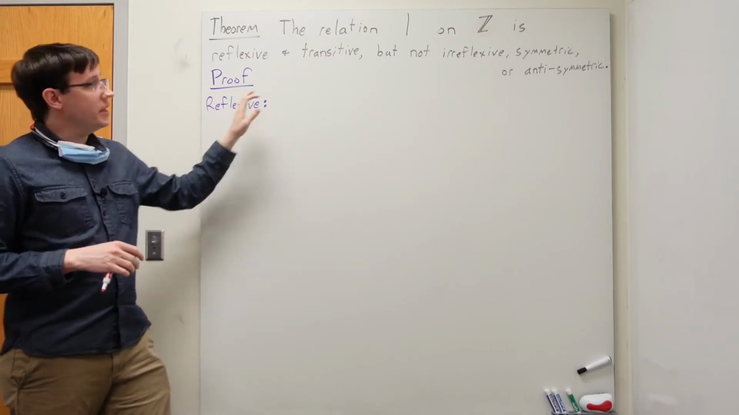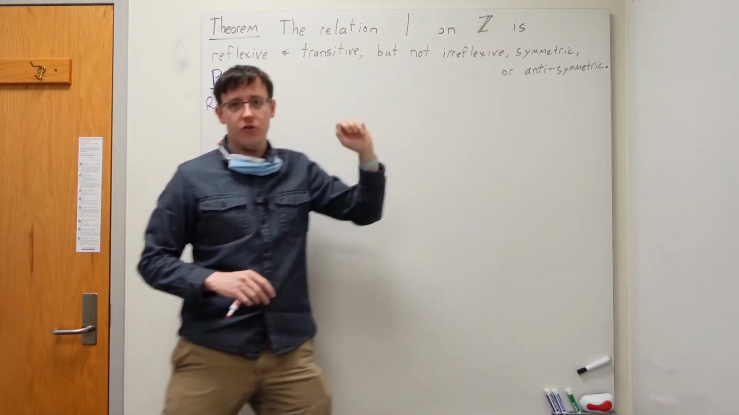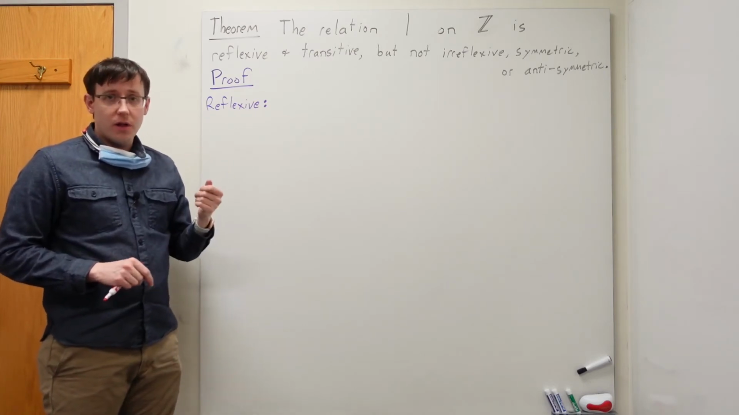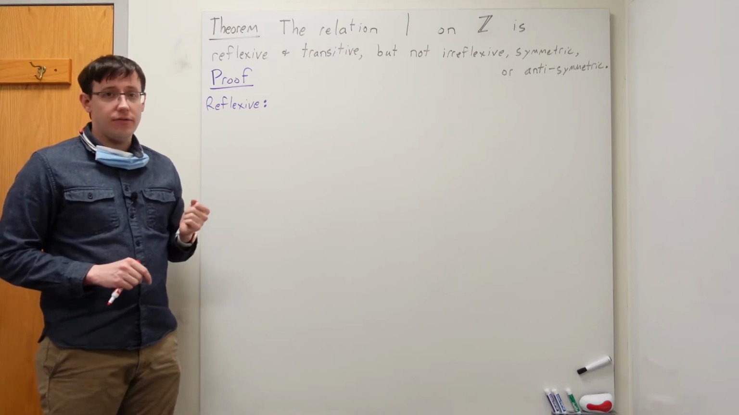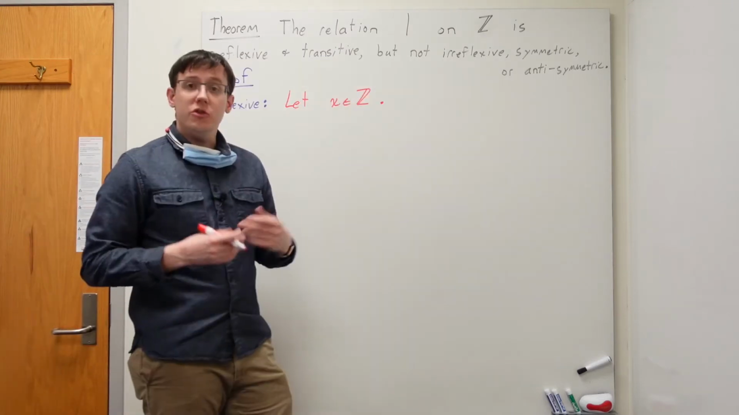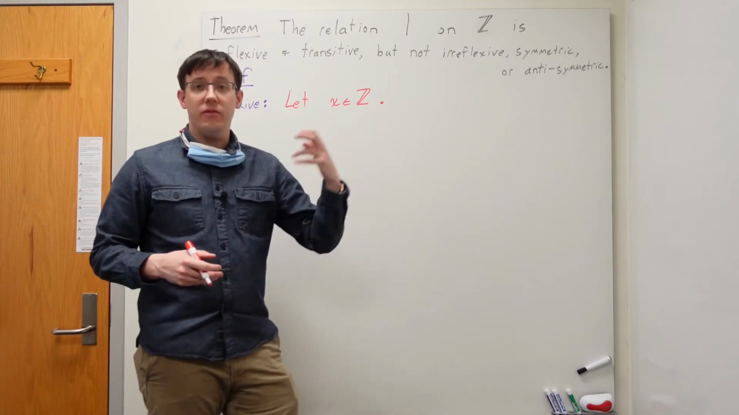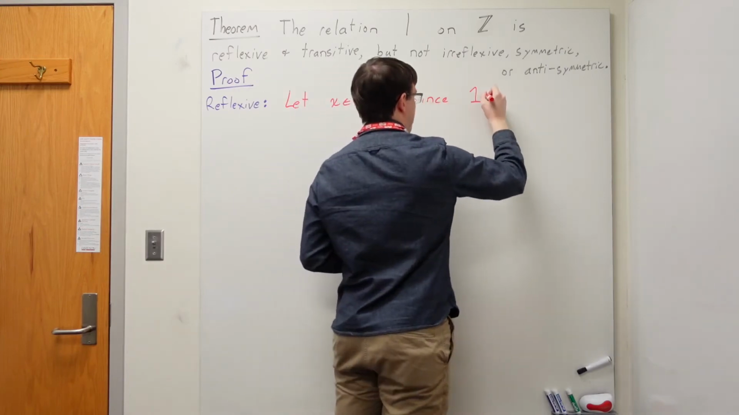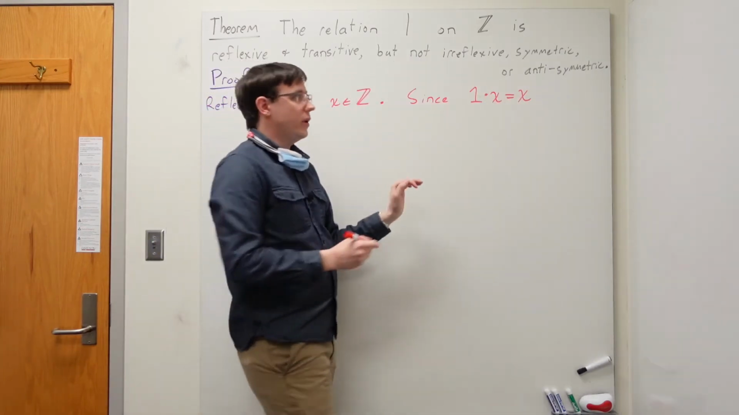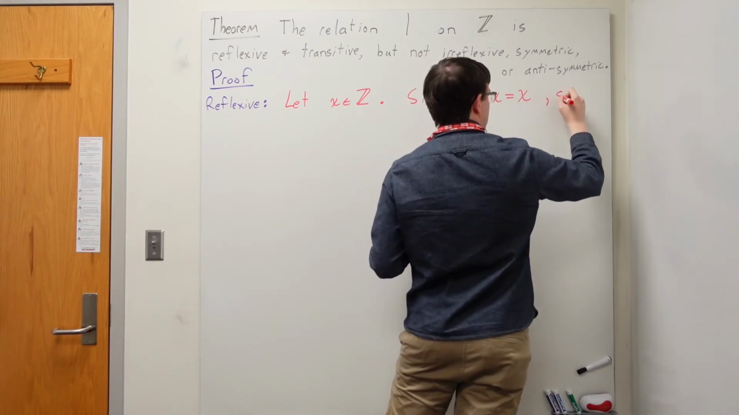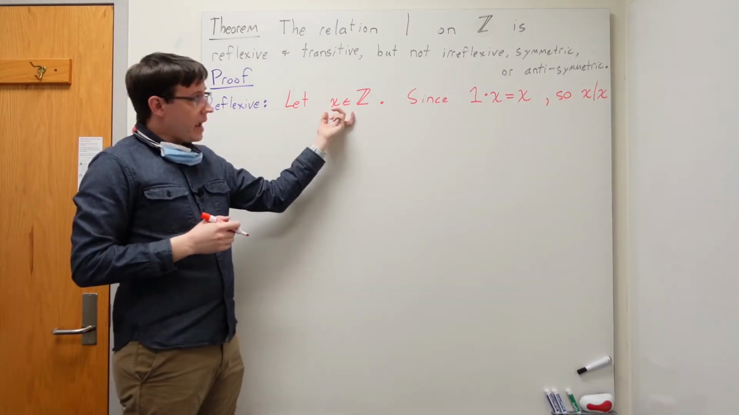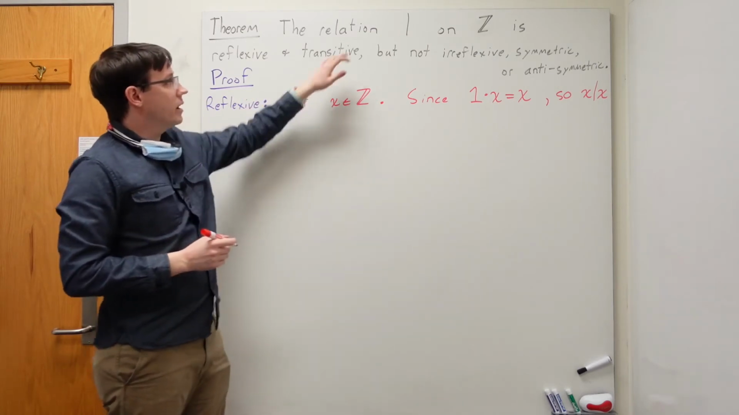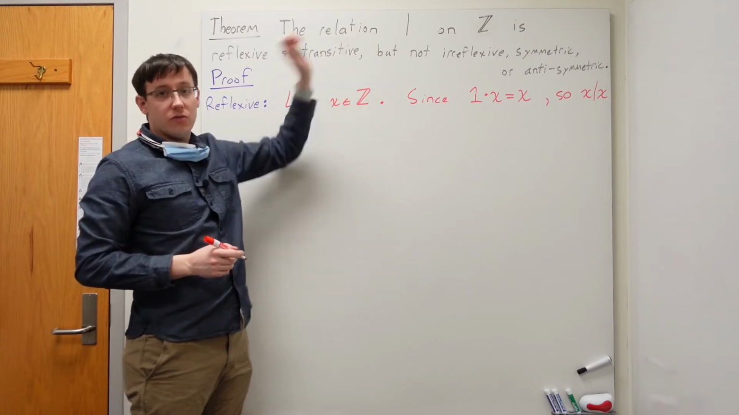To prove that the divides relation on the set of integers is reflexive, we want to show that for any integer, that integer divides itself. To show that x divides itself, we need to give an integer that we can multiply by x to get x. That integer is 1, so we can conclude that x divides x. And since for every integer, that integer is related to itself, we conclude that the relation is reflexive.